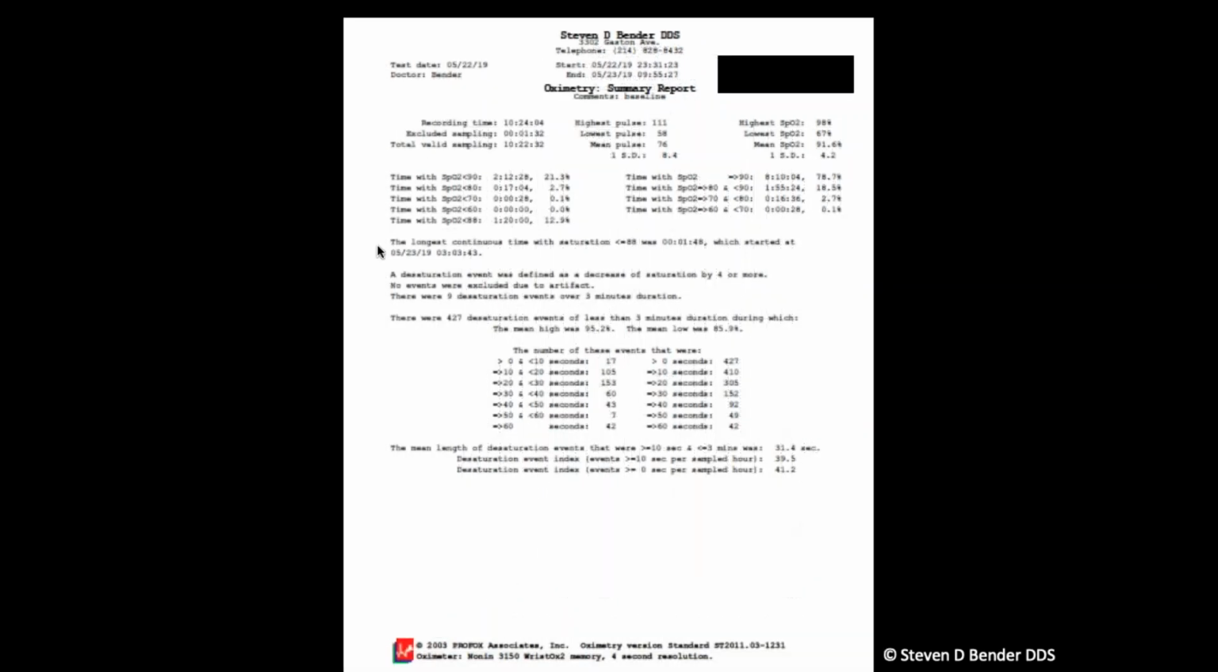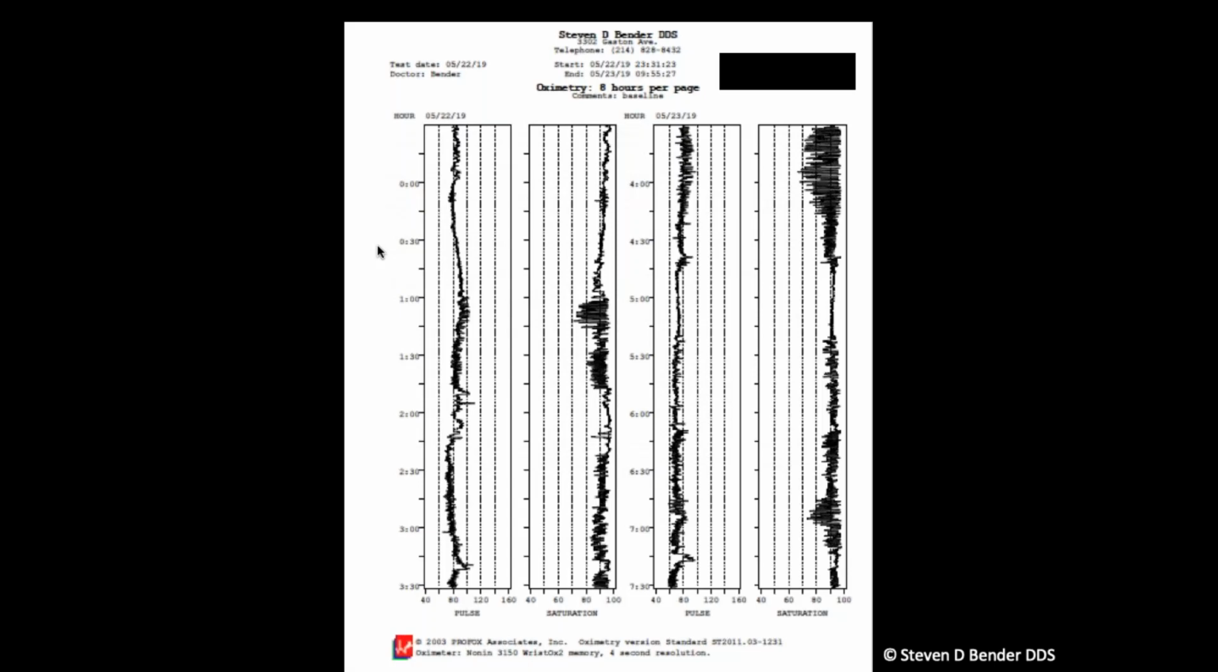So this is another report of a patient, and you can see on the top left, the time below 90 for this patient was 21.3%. And then at the bottom, the ODI, or desaturation event index, 39.5. So you would suspect this person probably has obstructive sleep apnea. And you can again see as the line gets thicker, or the more ink we have on the page, that's problematic. What's also interesting about this is you can appreciate the more time the person is asleep.